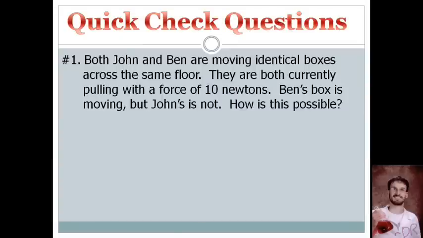All right, a couple quick check questions. These are going to appear mathematical, but they're conceptual. The answer is not math. So we have John and Ben. They're moving identical boxes across the same floor. They're both currently pulling with a force of 10 newtons. We can tell that with a scale. But Ben's box is moving and John's is not. How is this possible? Think about it.